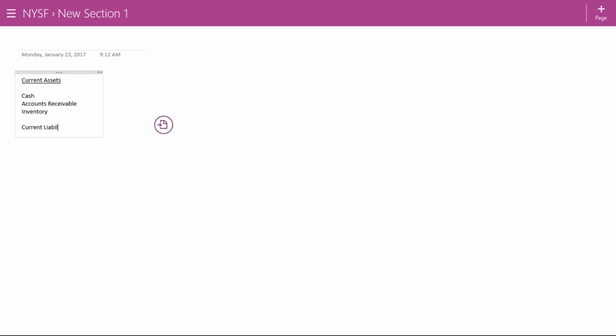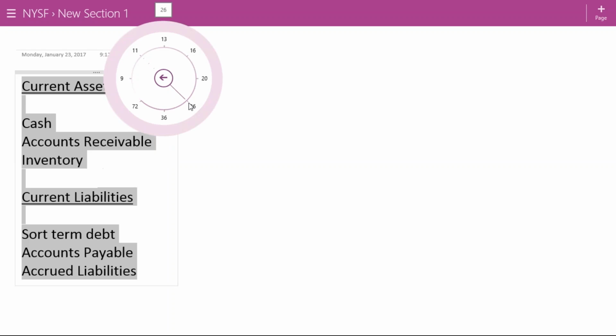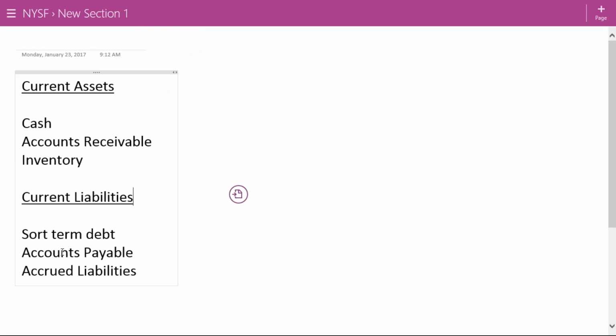Good examples of current liabilities, and I'll enlarge this in a second. Good examples of current liabilities are short-term debt. This is actually better because I have terrible handwriting. Short-term debt, accounts payable, accrued liabilities. Okay. These are examples of current liabilities. And your working capital is your current assets minus current liabilities. That's what it is. Okay.